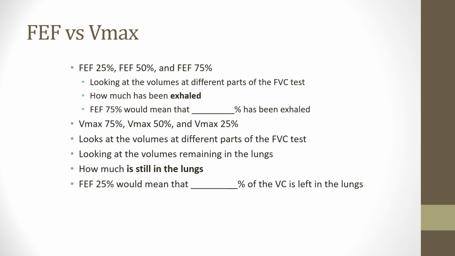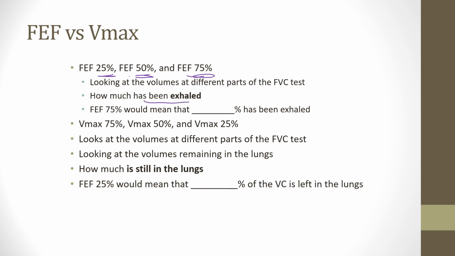All right, the FEF 25%, 50%, and 75%. This part can be confusing, and I won't test it extensively with you guys at all, but I just want you to be aware of what it is. This is going to be looking at volumes at different parts of the FVC test. So instead of looking at the 25 to 75%, we're just going to say, what was their volume at 75%? Or what was their volume at 50%? Or what was their volume at 25%? So it looks at the different parts. How much volume had been exhaled?